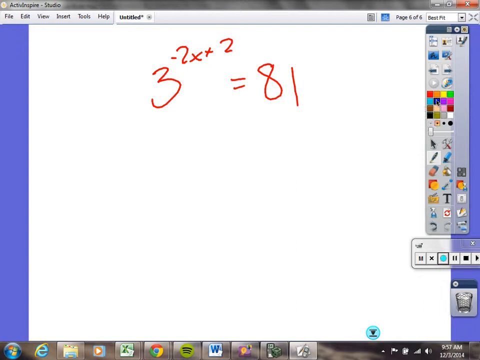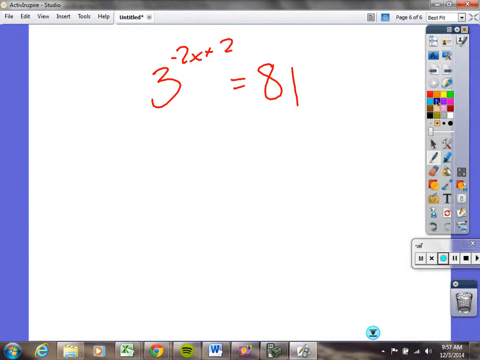1 squared, 1. 2, 4. 3, 9. 4, 16. 5, 25. 6, 36. 7, 49. 8, 64. 9, 81. This is getting a little slower. 10, 100. 11, 121. 12, 144. 13, 169. 14, 196. 15, 225. 16, 256. 17, 289. 18, 324. 19, 361. 20, 400. Okay? So, I would suggest you know those up to 20.